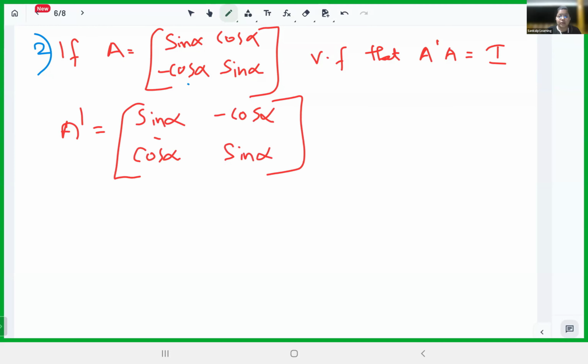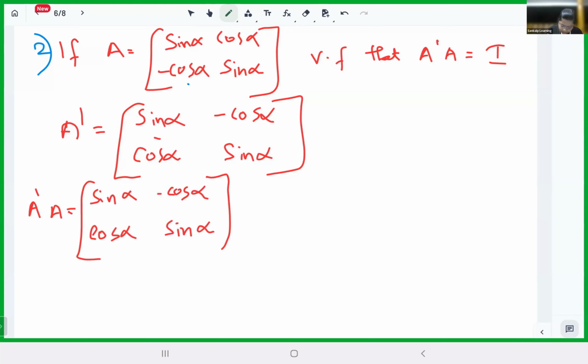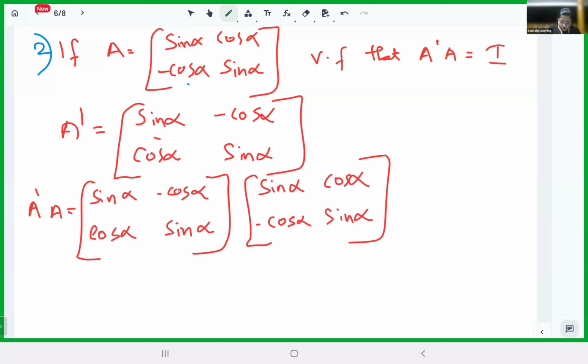So this one is our matrix A transpose. Now what we have to do is find A transpose into A. How will you do that? We have already done it in the previous question. You have to multiply these two matrices. So this was our A transpose. Now we have to multiply it with A, which is sin alpha, cos alpha, then minus cos alpha, sin alpha. So how will you get the first element? You have to multiply the first row with the first column.